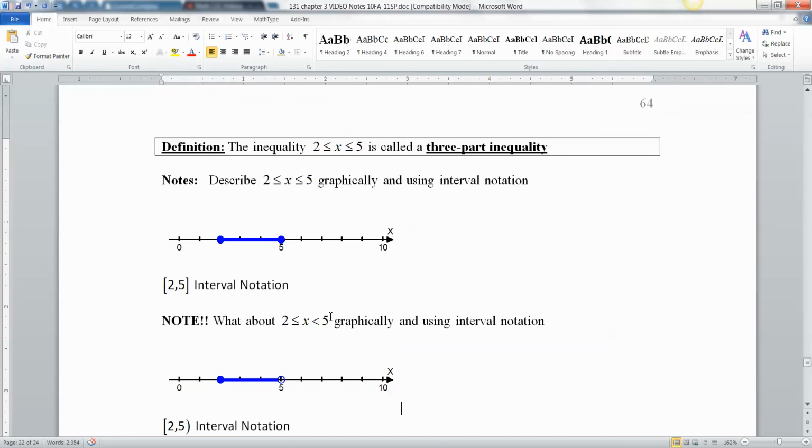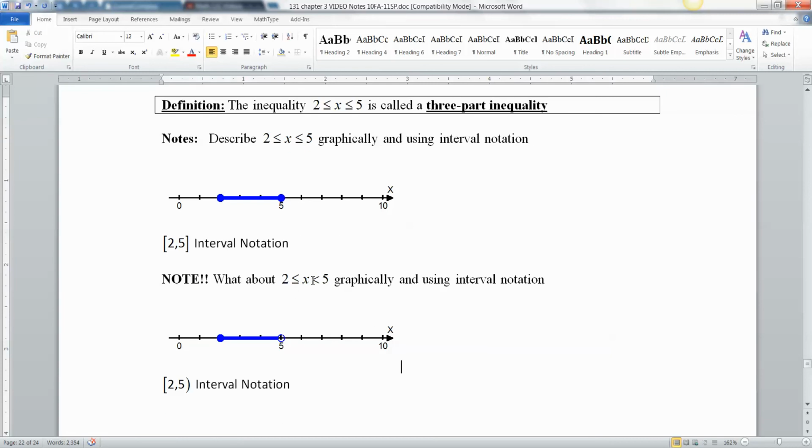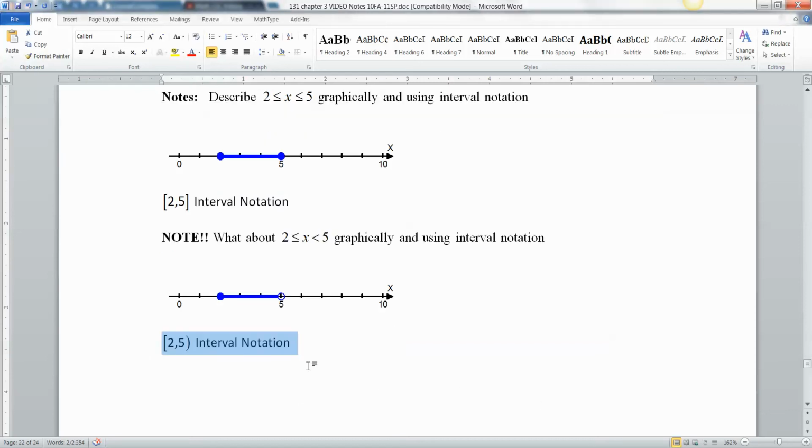I wanted to add this in real quick. What if it had been 2 is less than or equal to x, which is less than 5? That would mean an open dot on 5, which would mean that would be your interval notation instead. Because you never actually get to 5 with a closed dot, so you can't get a bracket on the 5. But you can have a bracket on the 2.